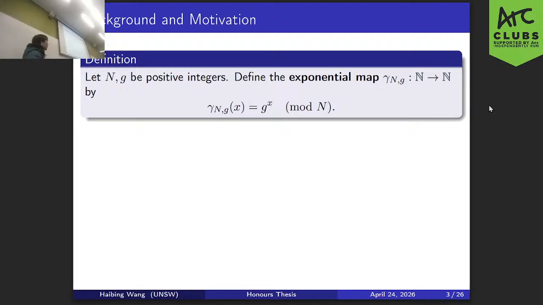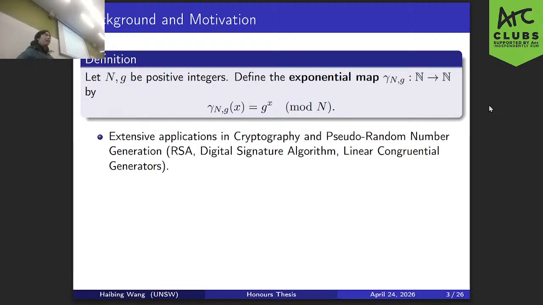Right, so just some background. The title sounds a bit fancy, but really we're just dealing with the exponentiation map. We're going to use gamma, so gamma of x is g to the x modulo n. Why do we care? This is one of the things in maths used in real life applications, mostly in cryptography. A few common ones are the RSA encryption algorithm, DSA, the digital signature algorithm, and also linear congruential generators, which are for random number generation.